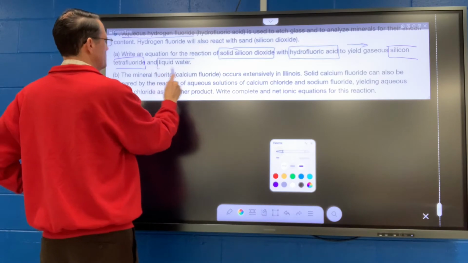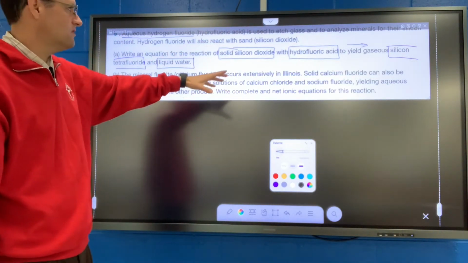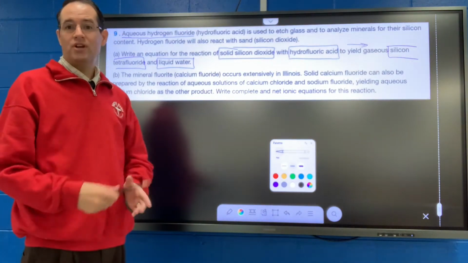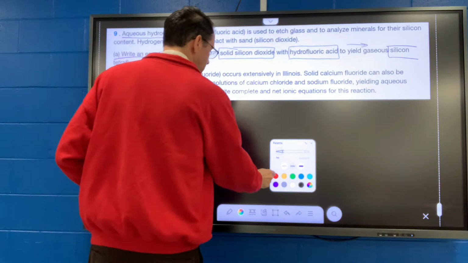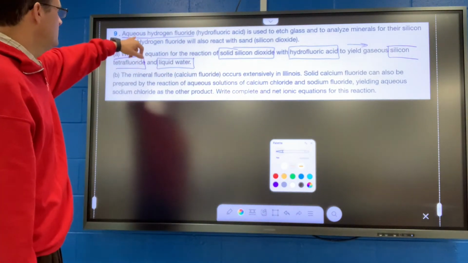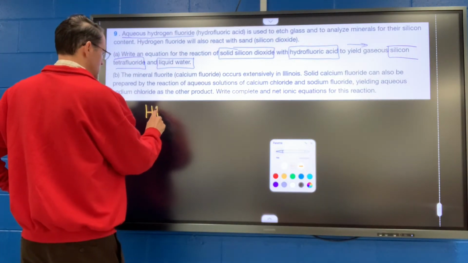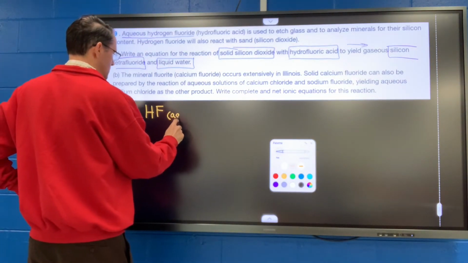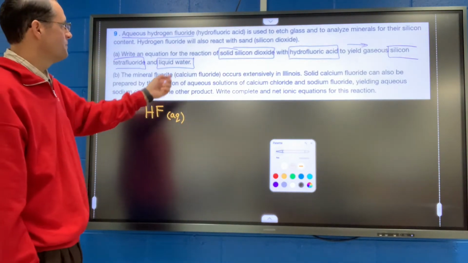and liquid water. So obviously they're saying solid, liquid, gas, and aqueous and all this stuff because we need to keep track of the states when we write a balanced chemical equation. First, we want to write down the chemical formulas. So aqueous hydrogen fluoride is indicated like this. Remember, AQ stands for aqueous.